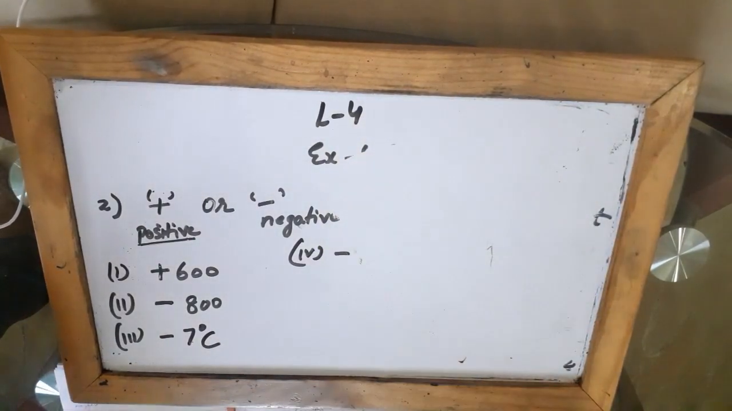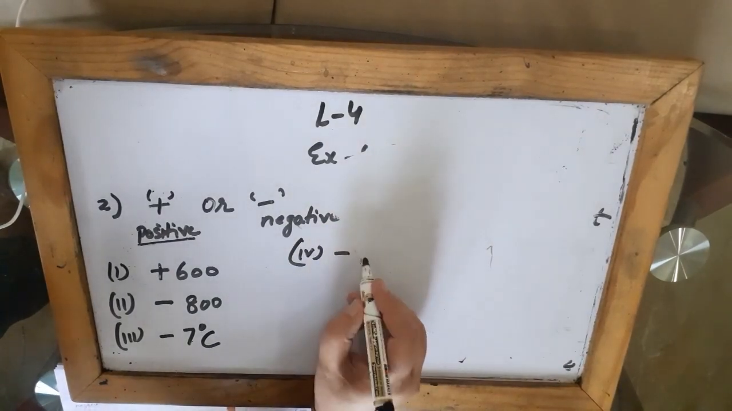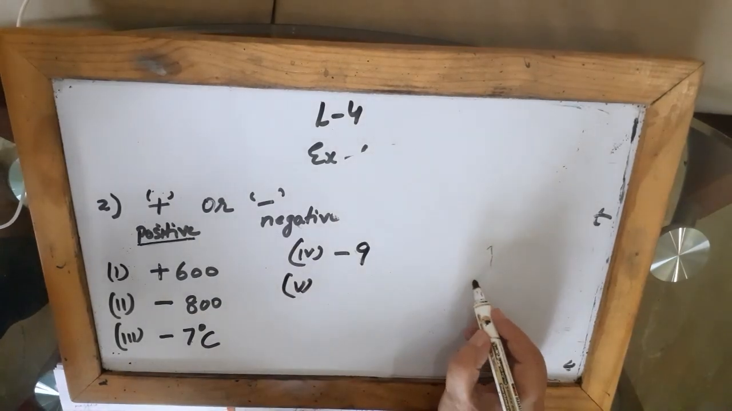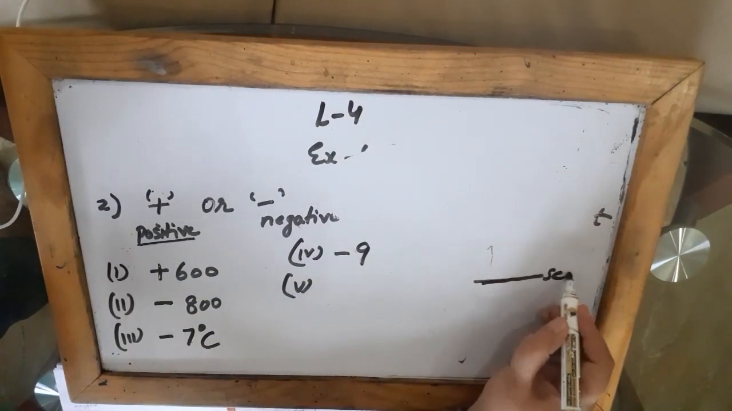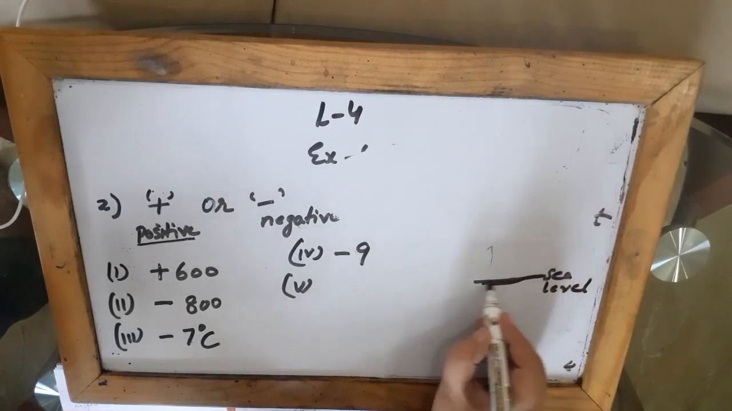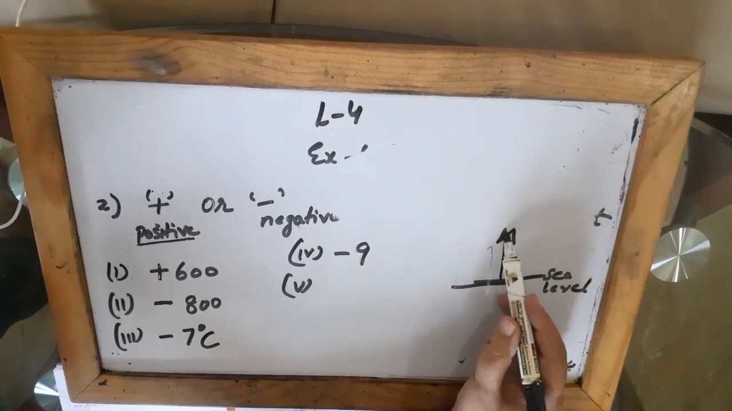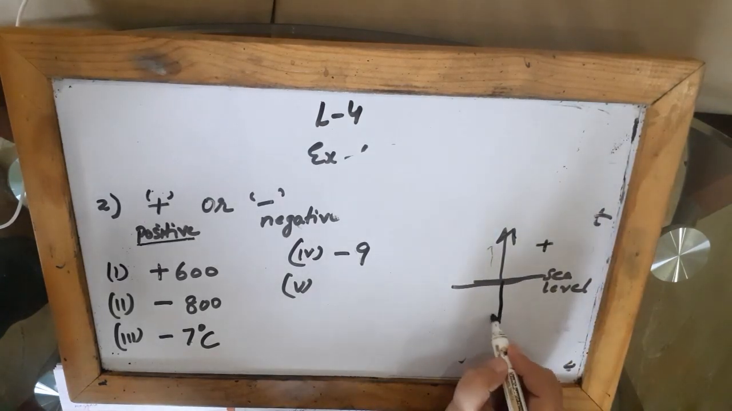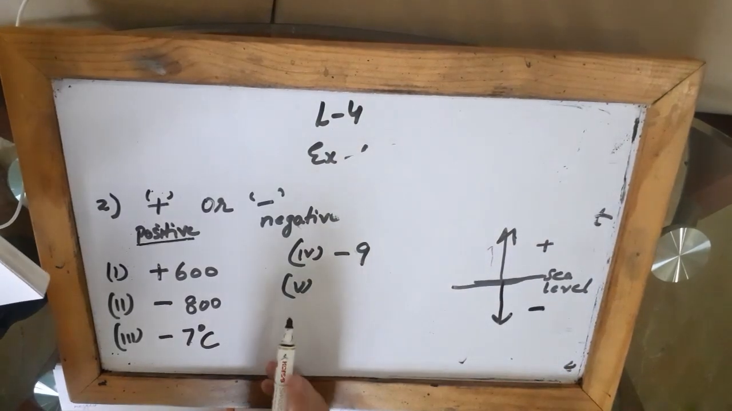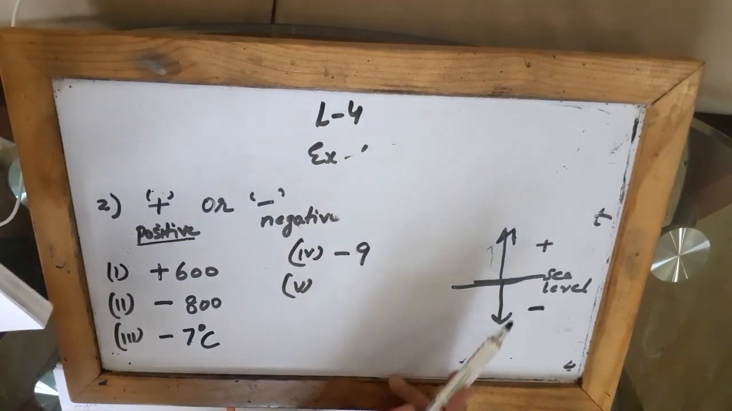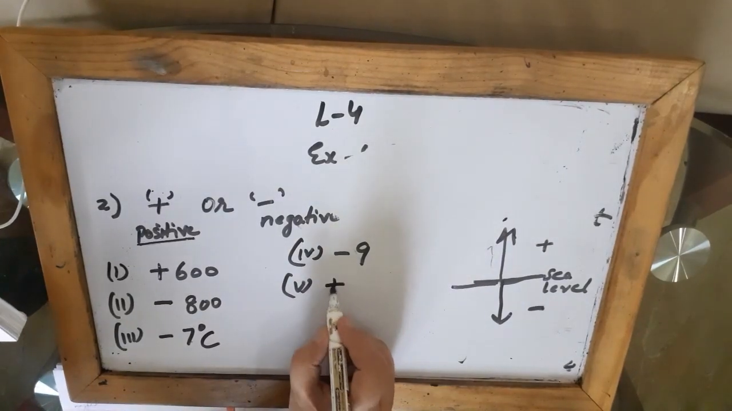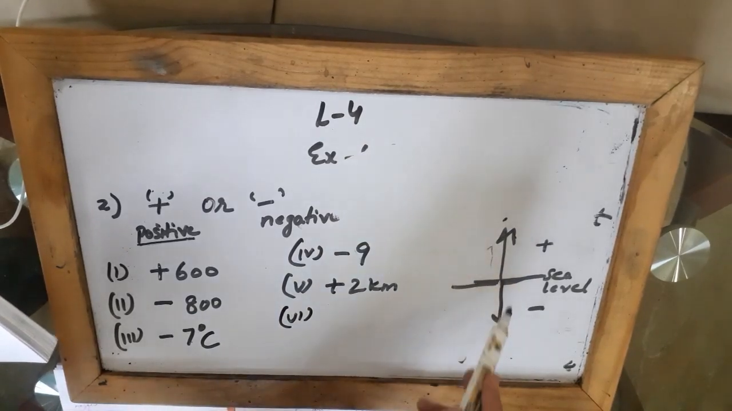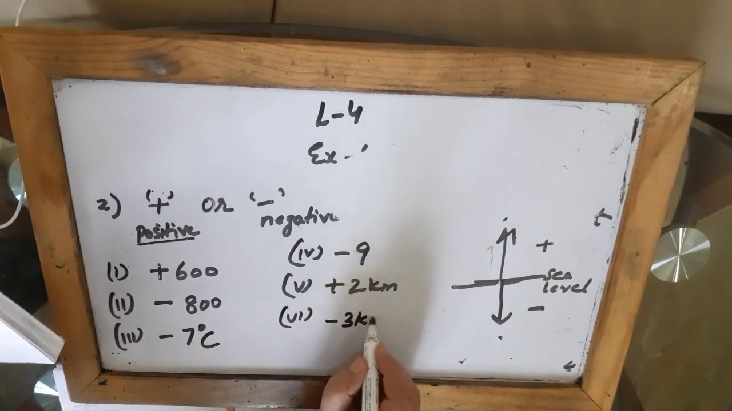Now come to the fifth question. This is minus 9. Now the fifth question, 2 kilometers above sea level. So this is ground level, sea level. Above it, if we have to measure the height above it, it's positive, and if it is below sea level, we call it negative. Now the fifth question says 2 kilometers above the sea level, it means it is plus 2 kilometers, right? And the sixth says 3 kilometers below the sea level, so below means it's minus 3 kilometers.